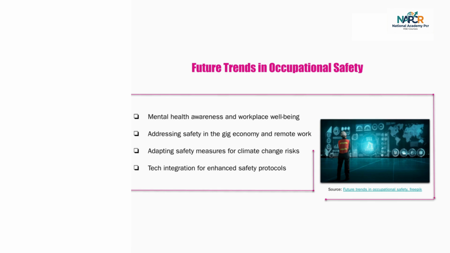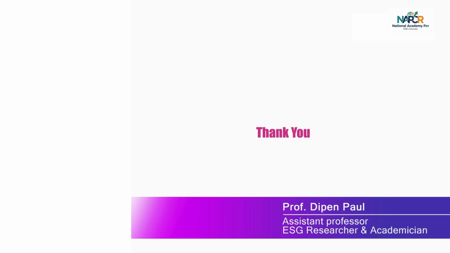Now, in terms of future trends in occupational safety, mental health becomes a very important point, as it's not just about physical health. Mental health is also part of it, ensuring proper productivity in the organization. Addressing safety in the gig economy and remote work mechanisms can also help ensure the psychological well-being of employees. Adapting safety measures for climate change risks, which are happening very rapidly as you have seen in recent times, so we are ready for the damages that can be created. And of course, tech integration for enhanced safety protocols should also take place. So, thank you.